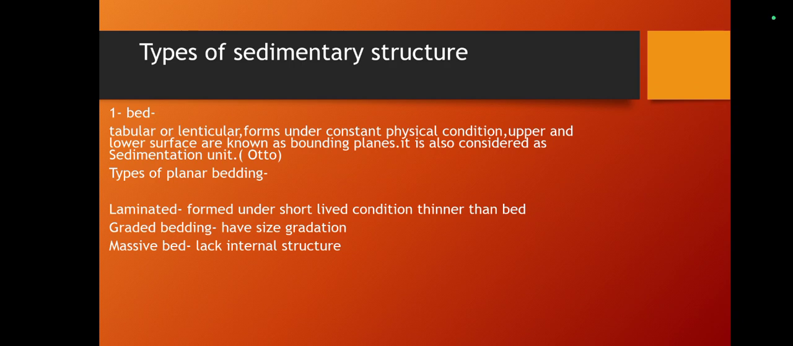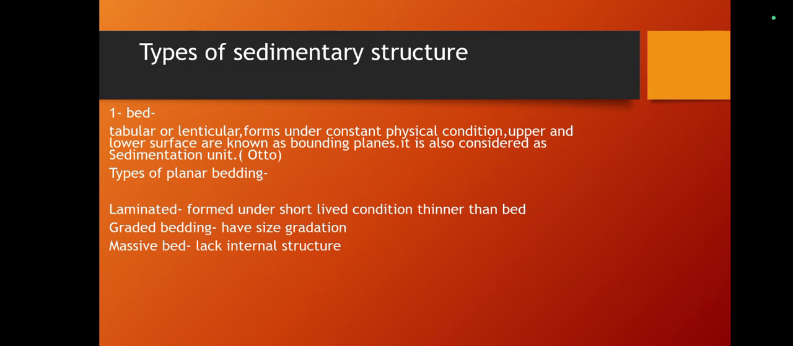So first is your bed. What is a bed actually? A bed is a tabular or laminated feature in the field, which is formed under constant physical conditions, and it is bounded by two planes which are known as boundary planes. So this is the basic definition of a bed.